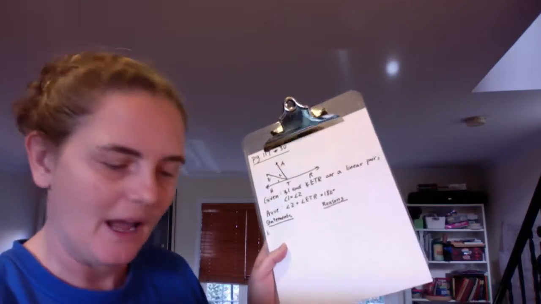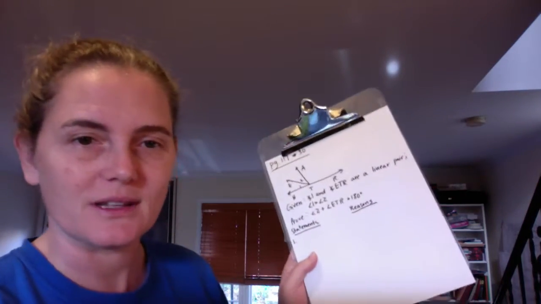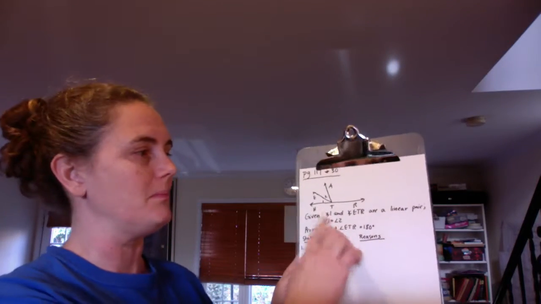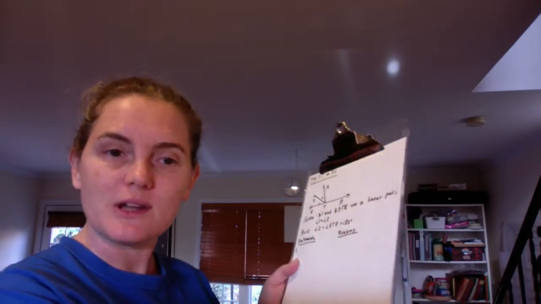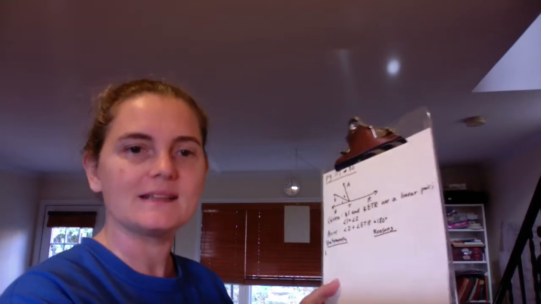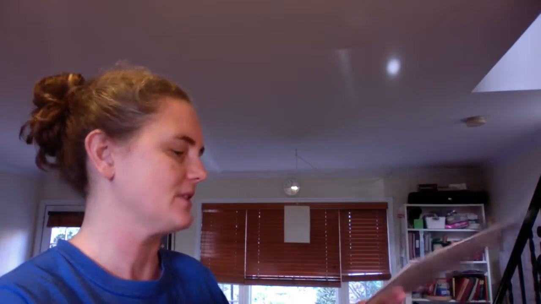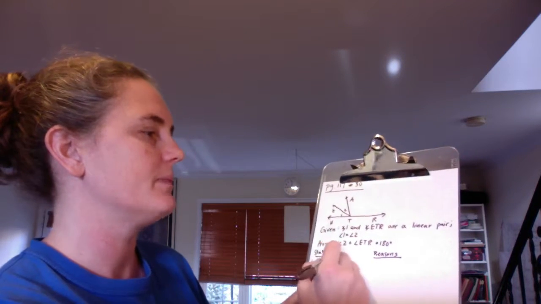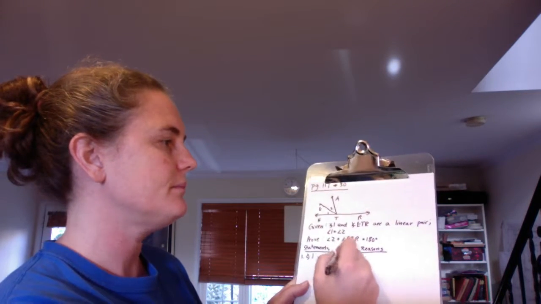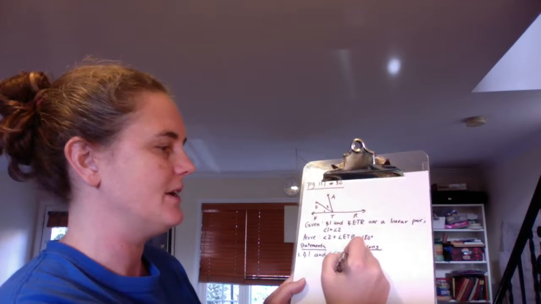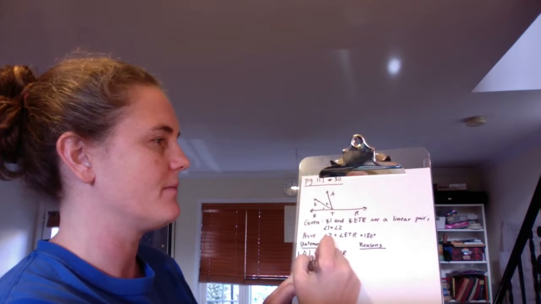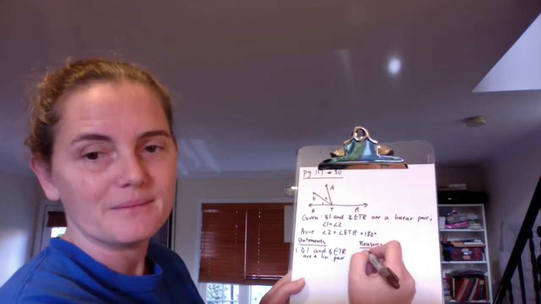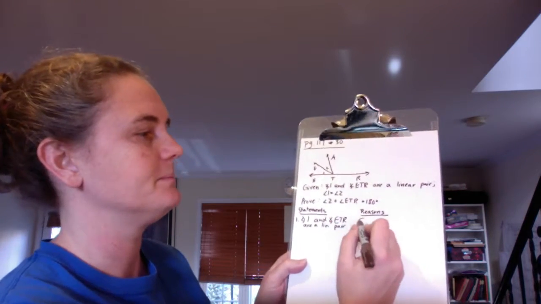So you know you're going to have to do something to get angle measures in this. Unfortunately, you do, because you know the first thing. So why don't we start with that step? The first step is always what you're given. So let's start with the first thing we're given, which is that angle 1 and angle ETR are a linear pair. Reason for that? Given.